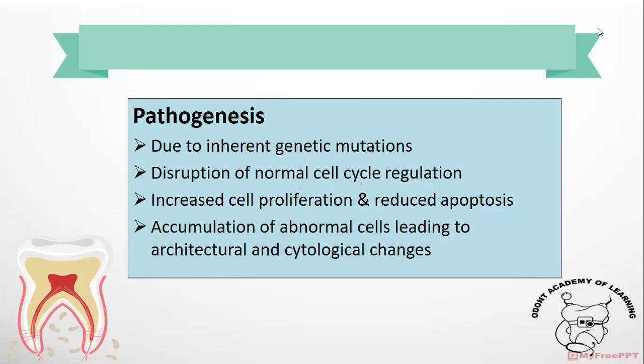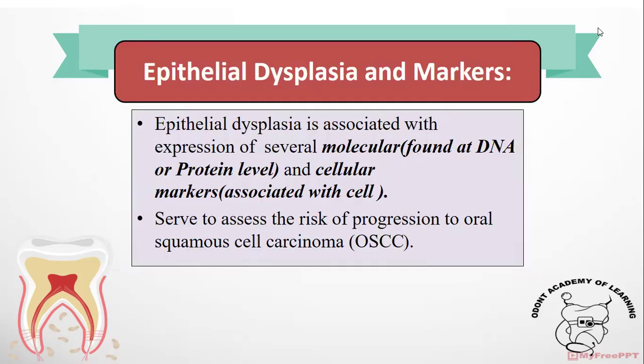The last thing is that due to constant irritation in some specific area, there is accumulation of abnormal cells. Now, where do these abnormal cells come from? Basically, when the irritation is constant, that constant irritation brings about multiple architectural and cytological changes. And due to these changes, there occurs accumulation of various abnormal cells, which can result in the development of epithelial dysplasia.